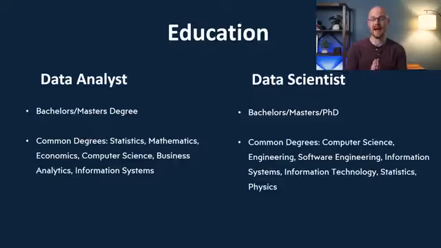Some of the degrees that you might want to have to become a data scientist are things like computer science, engineering, software engineering, information systems, information technology, statistics, or physics. Now, just to be transparent, I have a degree in recreational therapy, which is not on this list at all, but I used that healthcare background to kind of transition into data analytics.